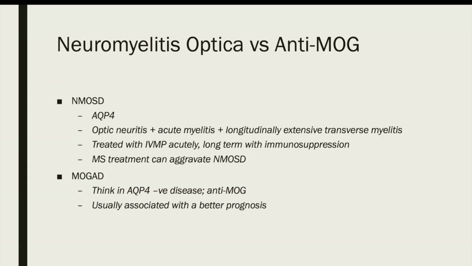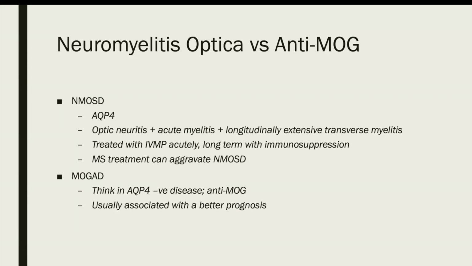People will put anti-MOG within the neuromyelitis optica spectrum. But essentially, neuromyelitis optica is usually associated with aquaporin 4. And your diagnostic criteria is, if you're aquaporin 4 positive, you then only need one of those three presenting features: optic neuritis, acute myelitis, or a longitudinally extensive transverse myelitis, or LETM for short. If you're aquaporin 4 negative, you need to have optic neuritis plus LETM for the diagnosis.